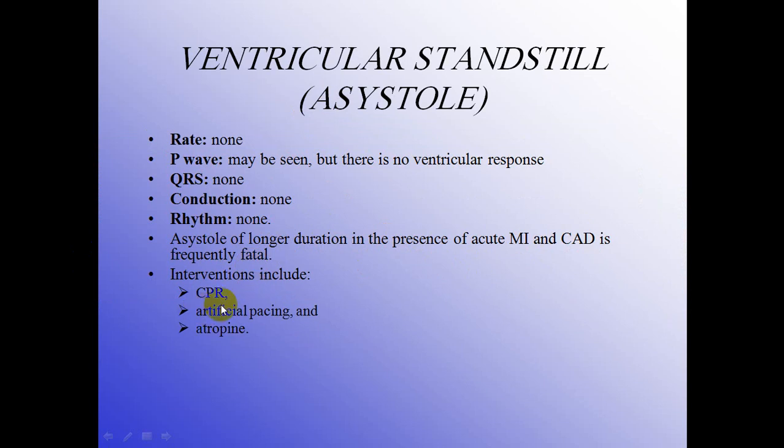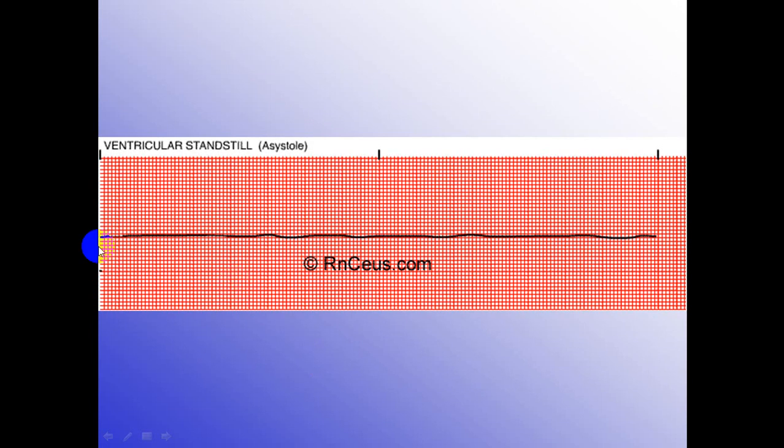Intervention: cardiopulmonary resuscitation, not DC. Artificial pacing may be needed, and atropine sometimes benefits. This is the straight line. If it's prolonged enough in end-stage failure, this is what's called ventricular asystole or standstill.